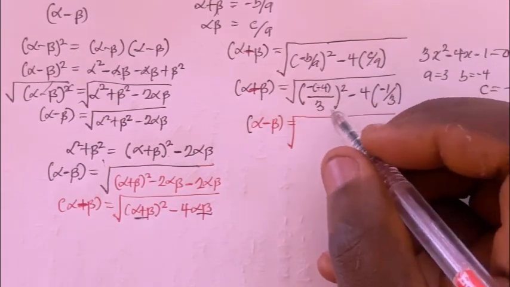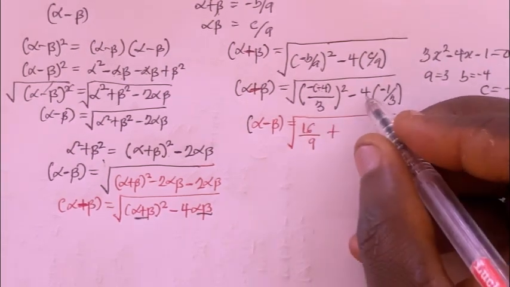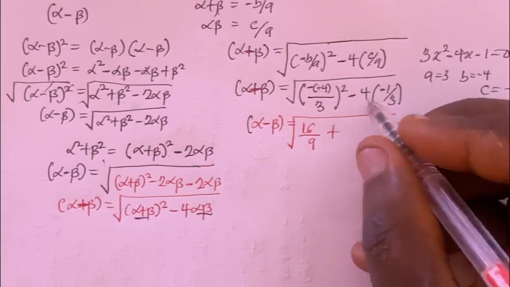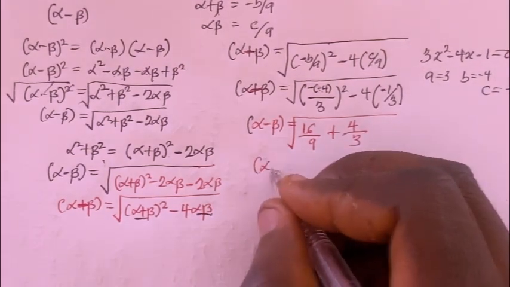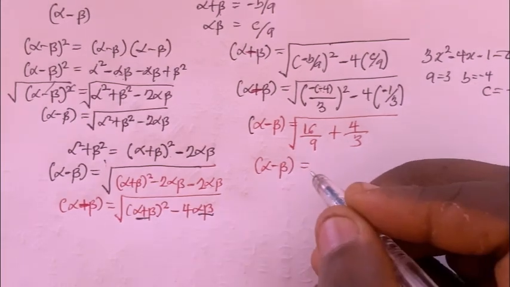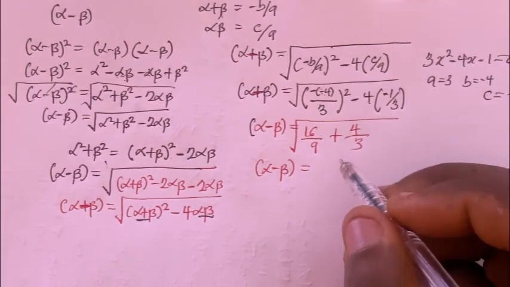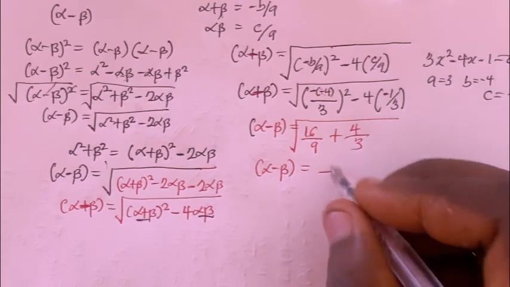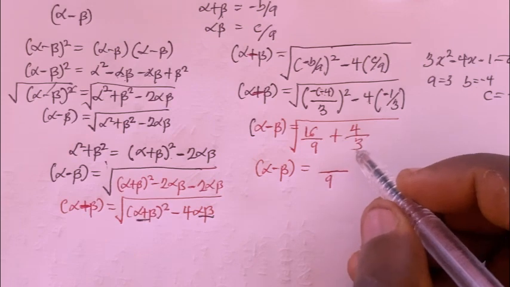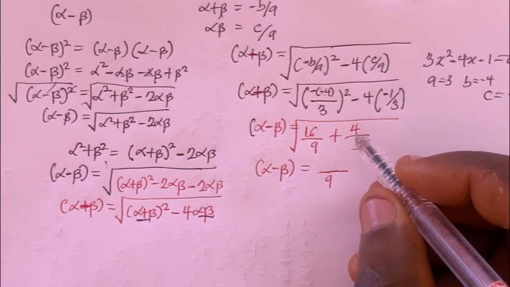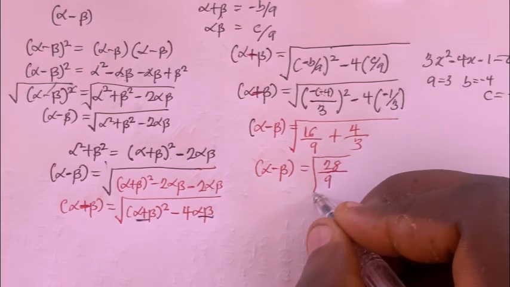Then 4 squared is actually 16. Then I'm going to have 16 divided by 9, right? Plus. This is going to be minus times minus, that's plus. Then 4 divided by what? 3. So here I'm going to have alpha minus beta to be equal. Now here I'm going to add these two together. Then adding them together, I'm going to have this divided by 9. Then here I'm going to have 16 plus 12, so that's going to be 28. Then I'm going to find the root of this.